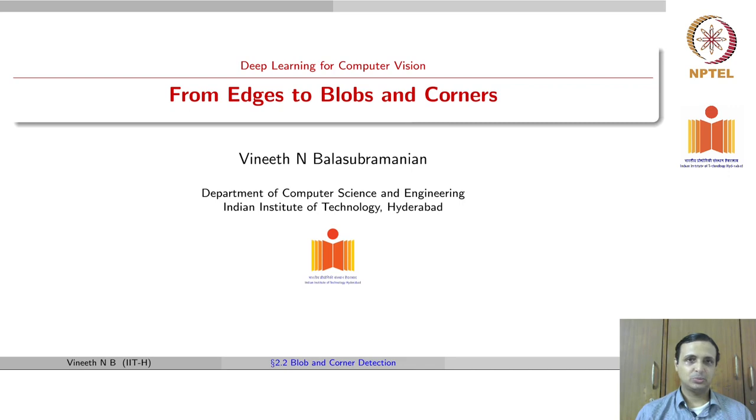Last class, we spoke about edge detection and went into details of the Canny edge detector. In this lecture, we'll move a little forward and talk about other kinds of artifacts from images that are practically useful, specifically blobs and corners.